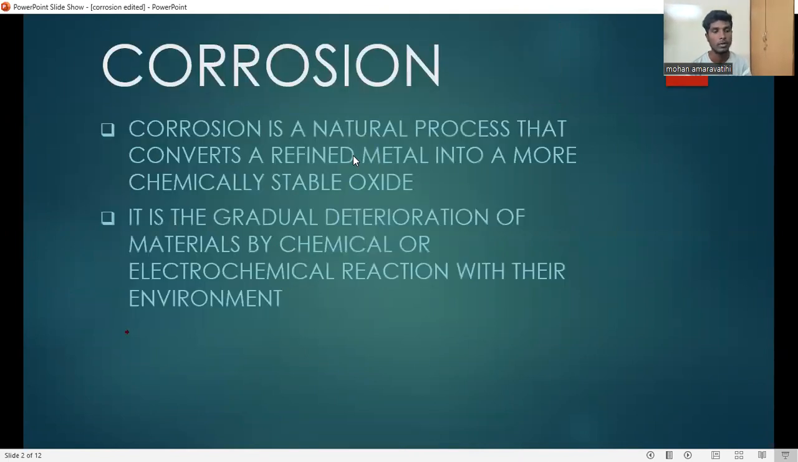First of all, the definition of corrosion: it is a natural process that converts a refined metal into a more chemically stable oxide, and it is the deterioration of materials by chemical or electrochemical reaction with their environment.